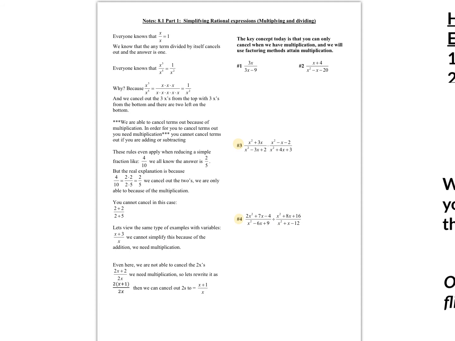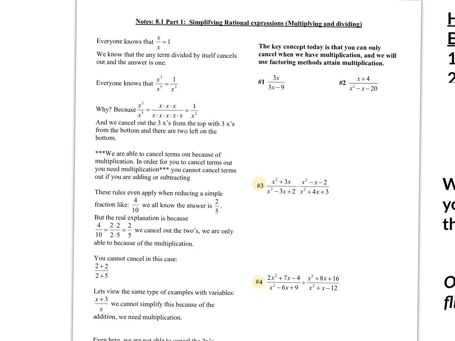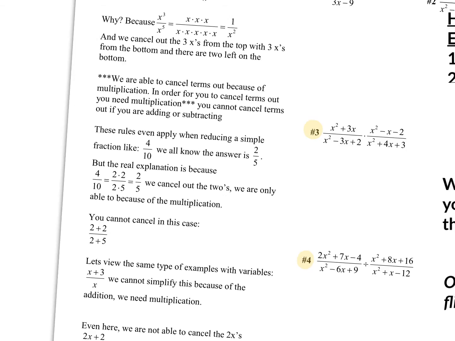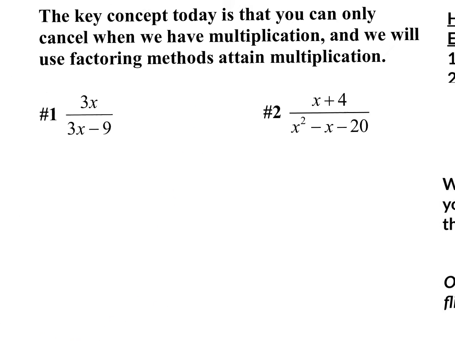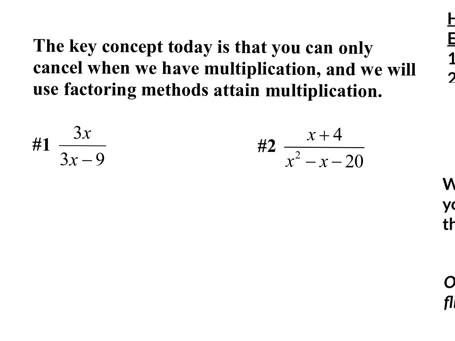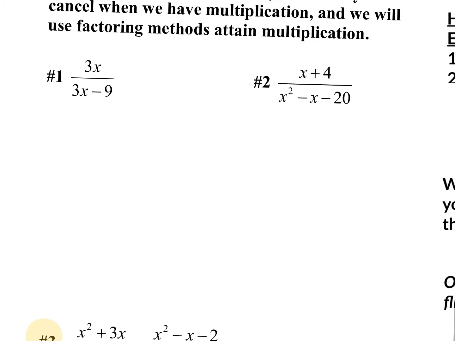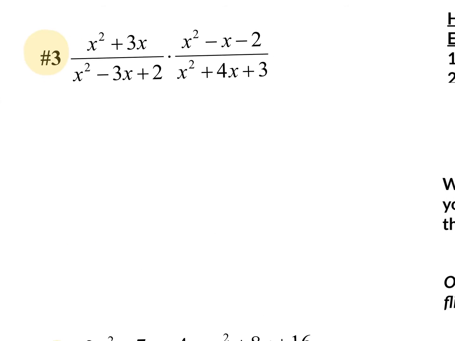So let's jump to the same worksheet that we were working on, 8.1. We learned how to factor to be able to cancel things out, and we even did 1 and 2 on the previous lesson. Key concept was that you could only cancel when you have multiplication, and when we don't have multiplication, we use factoring to be able to get multiplication and be able to cancel. Let's move on to questions 3 and 4.